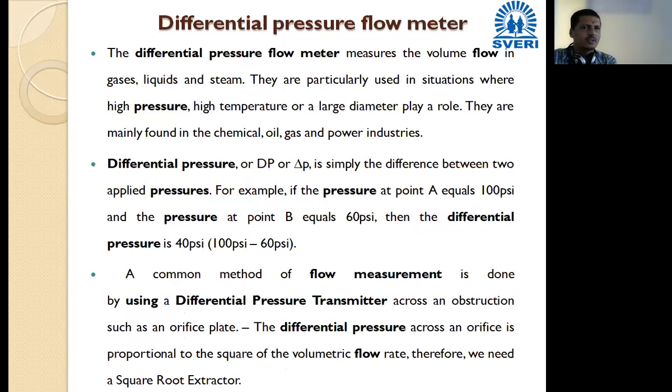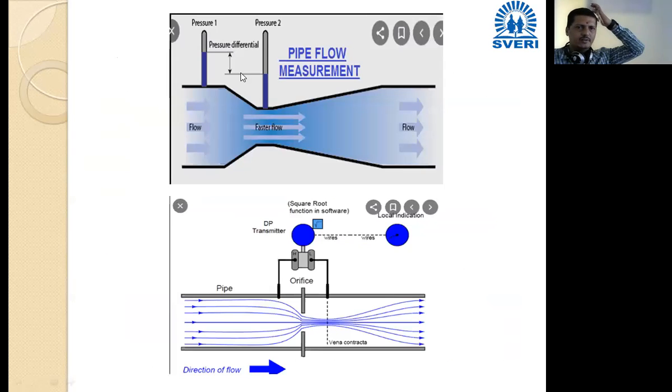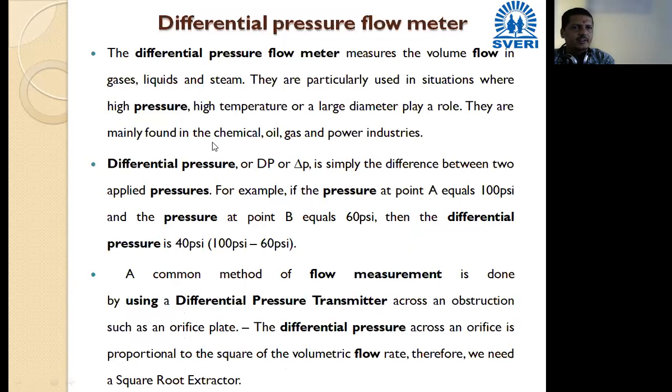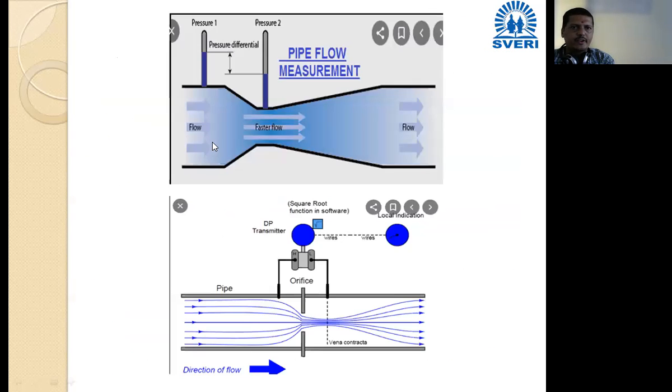Clear? So draw this diagram only. First, give the heading differential pressure manometer and draw this diagram.